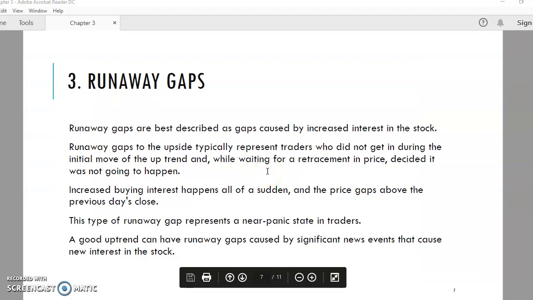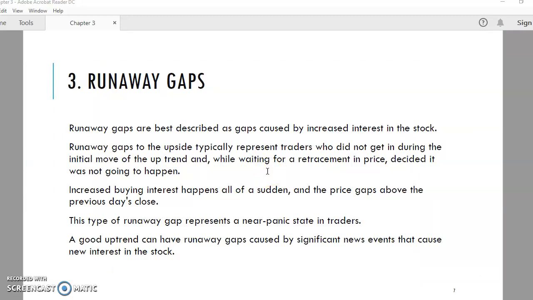Okay, now, the third type of gap is a runaway gap. Runaway gaps are best described as gaps caused by increased interest in the stock. Runaway gaps to the upside typically represent traders who did not get in during the initial move up, and while waiting for the retracement, decided it was not going to happen. Increased buying interest happens all of a sudden, and the price gaps above the previous day's close. This type of runaway gap represents a near panic state in traders.